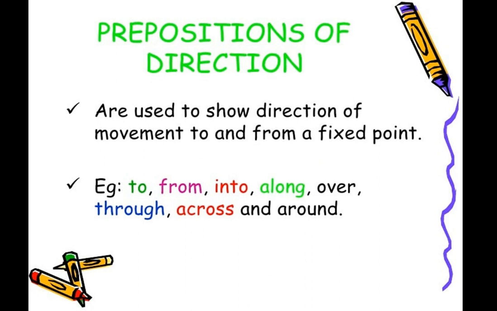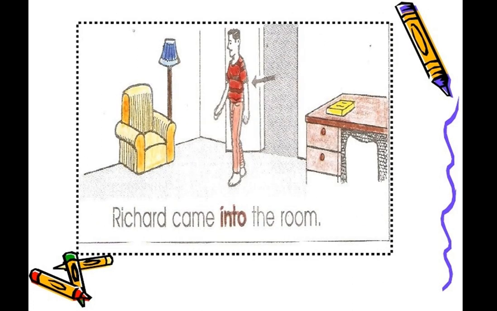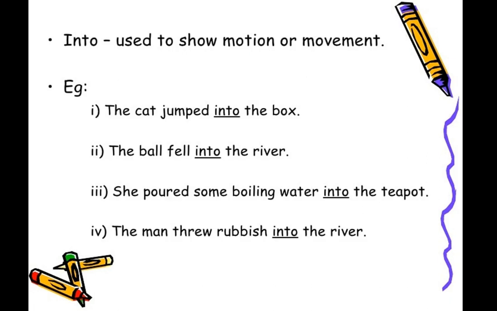So prepositions of direction, now we will see, are used to show direction of movement to and from a fixed point. For example, to, from, into, along, over, through, across and around. Like you can see, I am walking to school. Richard came into the room. So into is used to show motion or movement.